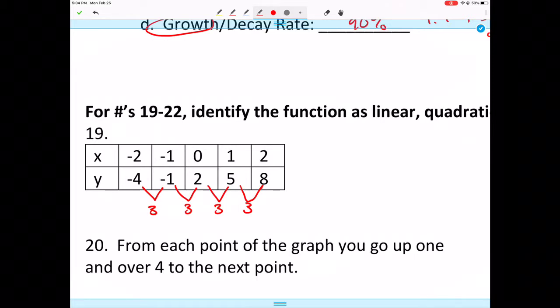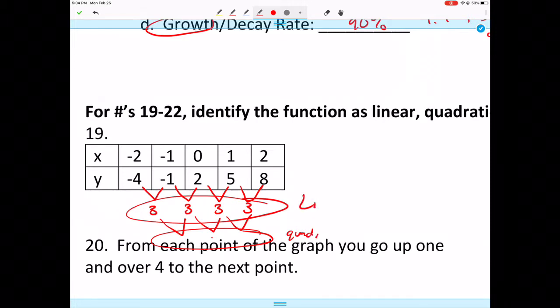If the first difference is not constant, if they're not all 3, then we'd go on and do second difference. Perhaps it's quadratic. If the second difference is the same thing, then we'd say it's quadratic. I keep writing my Q's backwards. Quadratic. This one isn't because this is linear.